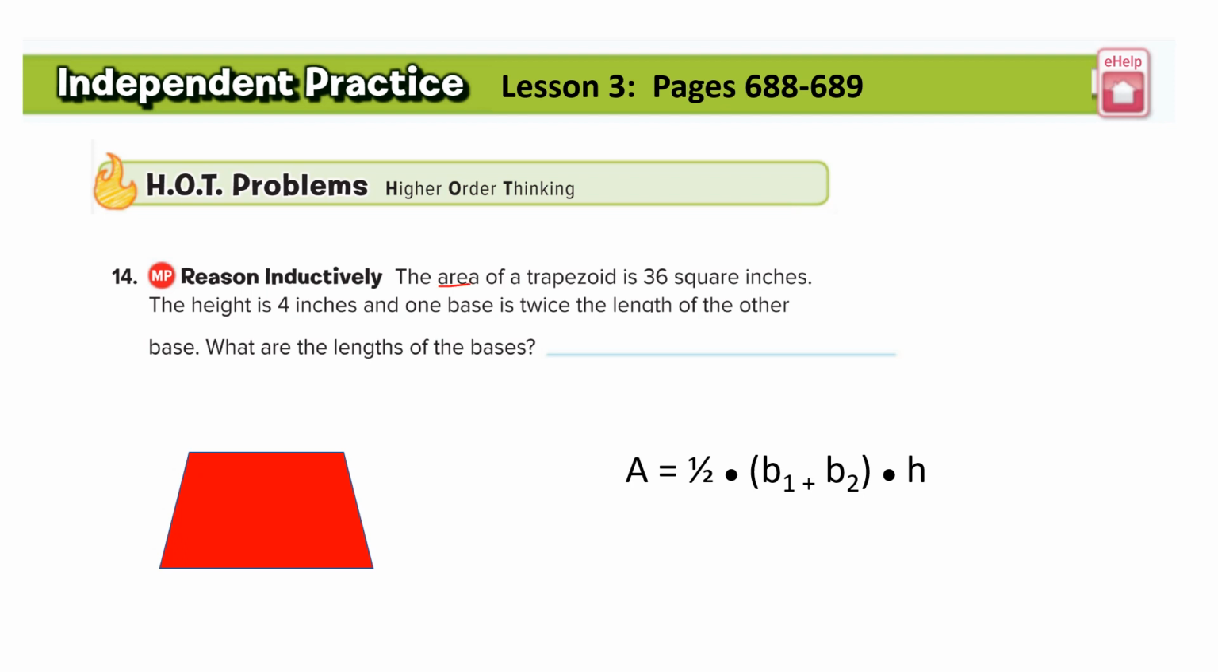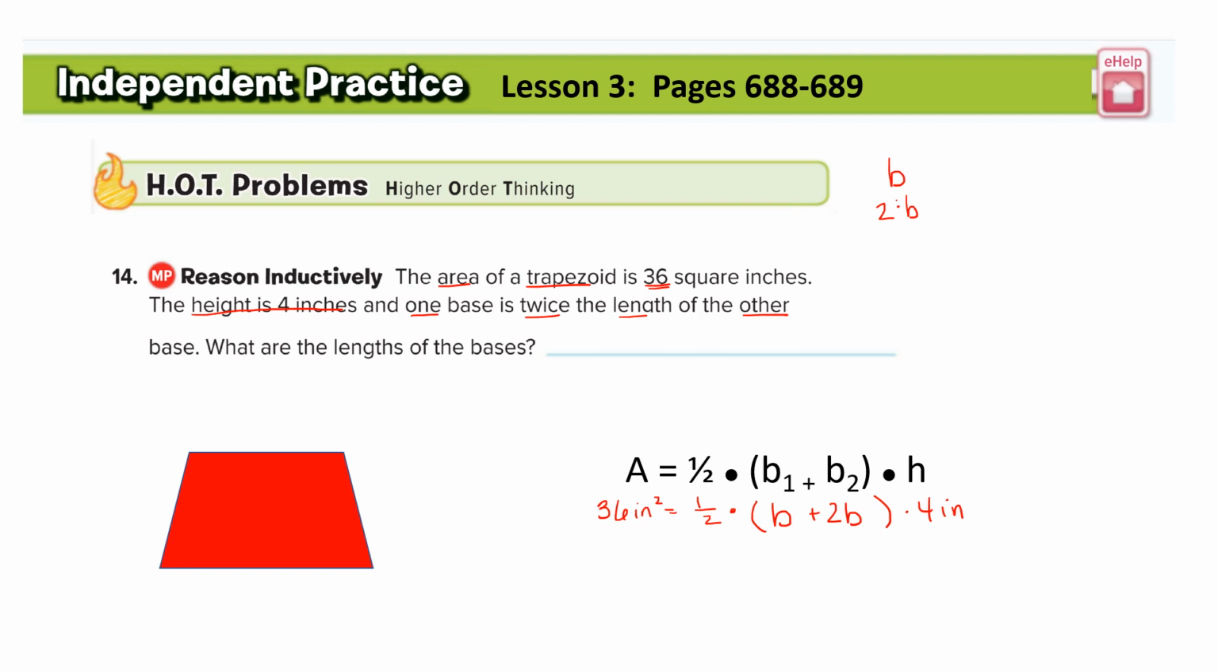We know that the area of the trapezoid is 36 square inches. So I'm going to write 36 inches squared. And I know that this is half. Next, the height is 4 inches, so where I see height, I'm going to write 4 inches. One base is twice the length of the other. So if the first base is B, the second base will be 2 times B, or just 2B. So I have B plus 2B.